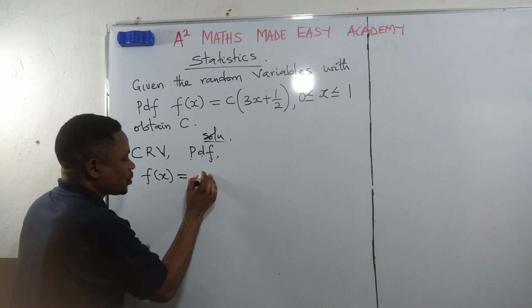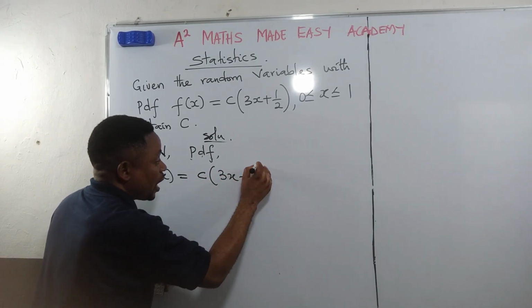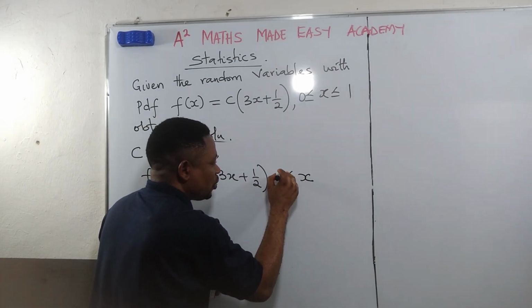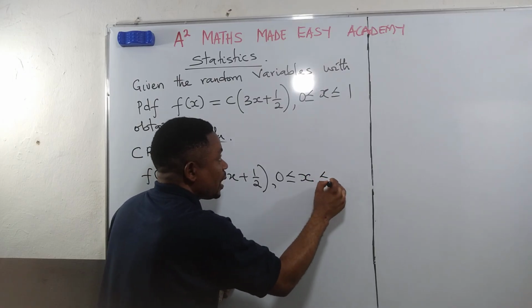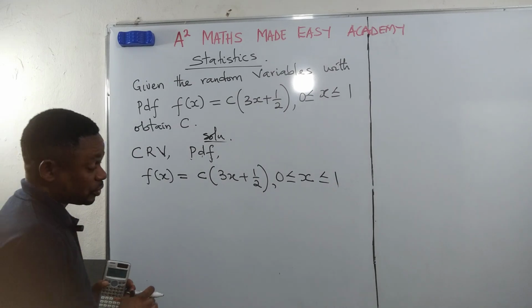Look up. The question is c bracket 3x plus 1 over 2. Are you there? And they made us to understand that x is greater than or equal to 0, but less than or equal to 1. Remember, I want to use calculator method to solve this.